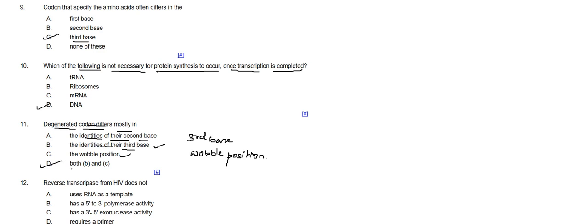Next is reverse transcriptase. Reverse transcriptase from HIV does not. So remember, it does not have a 3' to 5' exonuclease activity. Okay, reverse transcriptase does not have, I'm writing it, 3' to 5' exonuclease activity. It does not have 3' to 5' exonuclease activity. Okay.